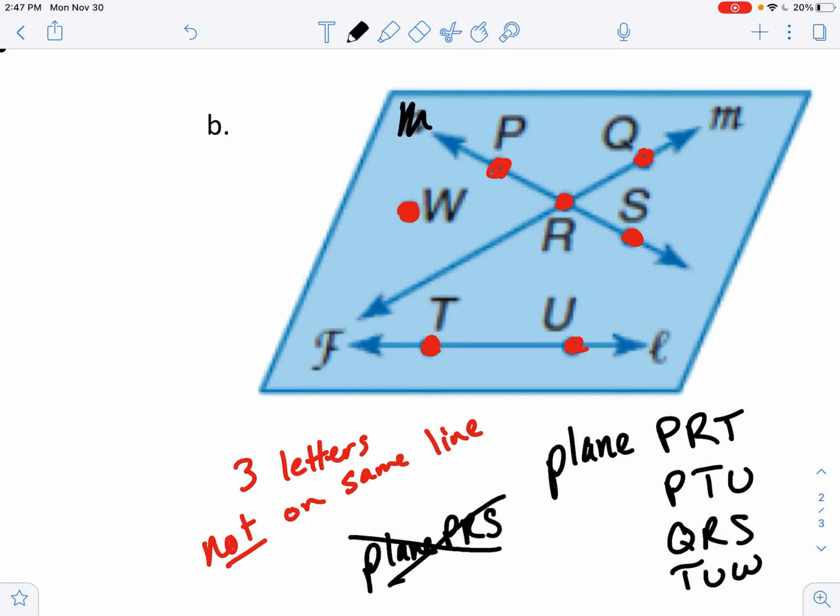So that's not a capital letter. That's not a capital letter. That's not a point. So those are my points in red. And that's how I name a plane.